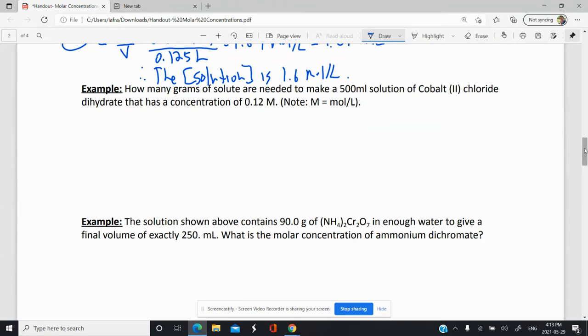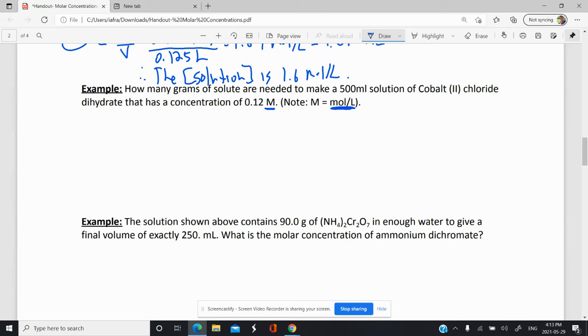So let's go ahead and try this example out here. How many grams of solute are needed to make a 500 milliliter solution of cobalt(II) chloride dihydrate that has a concentration of 0.12 molar? So we sometimes put big M over here to represent moles per liter. I know it often refers to molar mass as well, but when we use it as a unit, it can be written as big M rather than moles per liter.